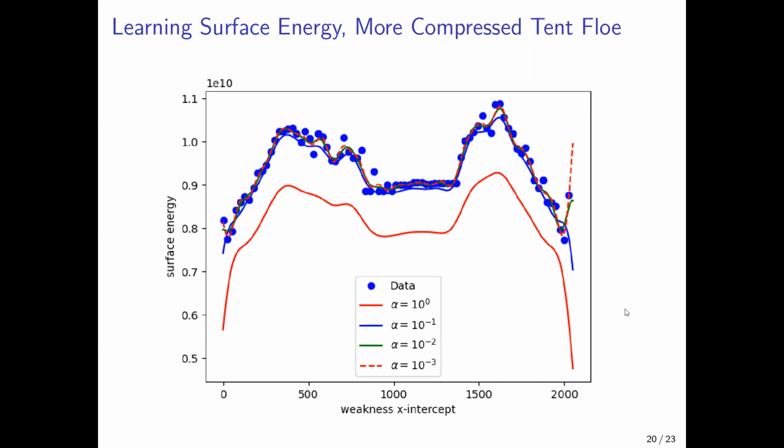We also see this reflected whenever we increase the compression in this tent-like flow. In this case, at the very right and the very left, we see very different patterns for the fit. It might just be because of how wobbly this graph was whenever we made it.